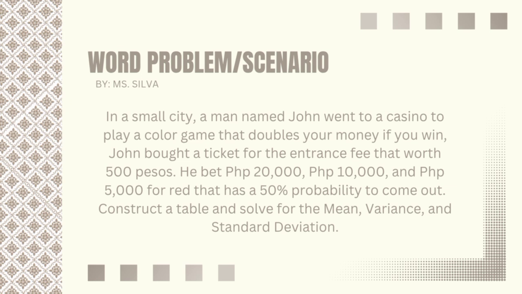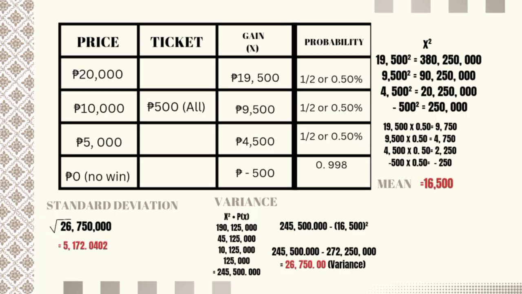To solve for the given table, Miss Erma will explain it to you. To get the gain, we need to subtract the 500 pesos from 20,000, 10,000, 5,000, and 0 for no win. The result would be 19,500, 9,500, 4,500, and negative 500. For probability, it is 0.50 or 50%.